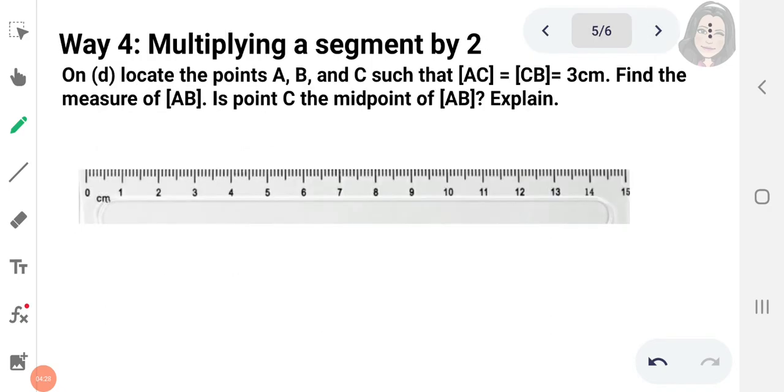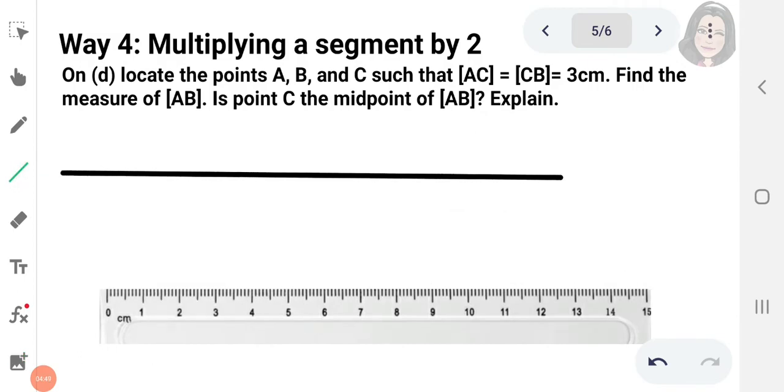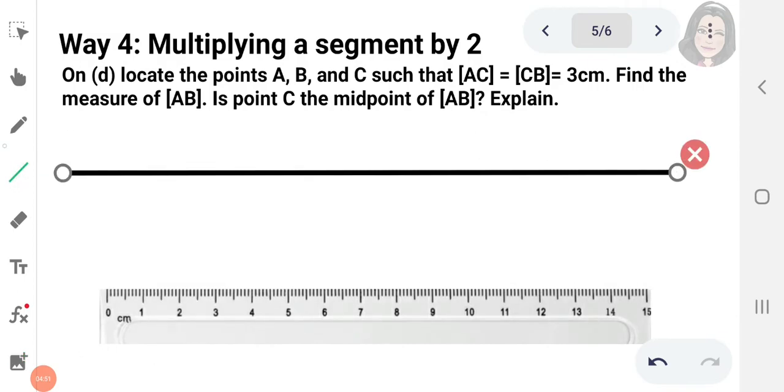Now the fourth and the last way, multiplying a segment by 2. For example, on line D, locate the points A, B, and C such that AC equals CB equals 3 centimeters. Find the measure of AB. And then we need to answer, is point C the midpoint of AB? First thing I need to do is to draw a line. So the first thing I do is to draw a line, and this line is going to be called line D.